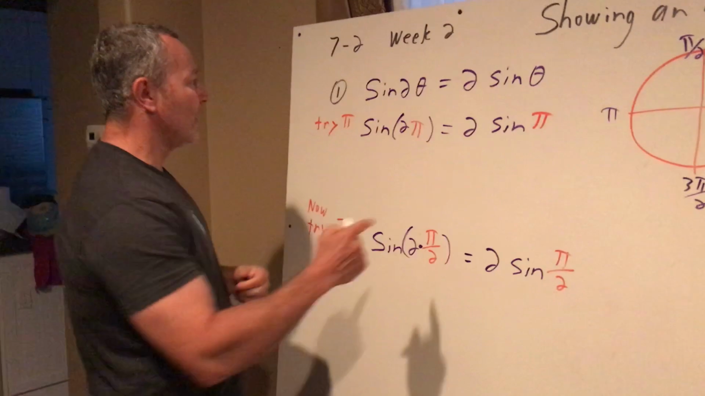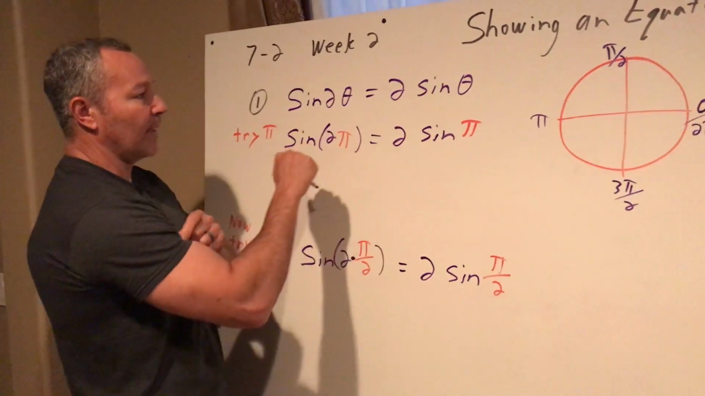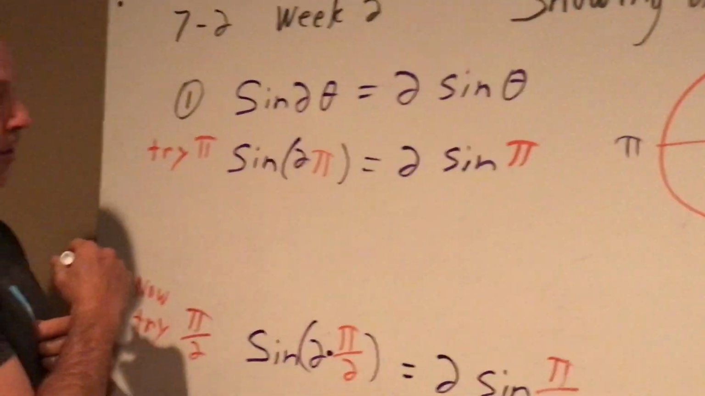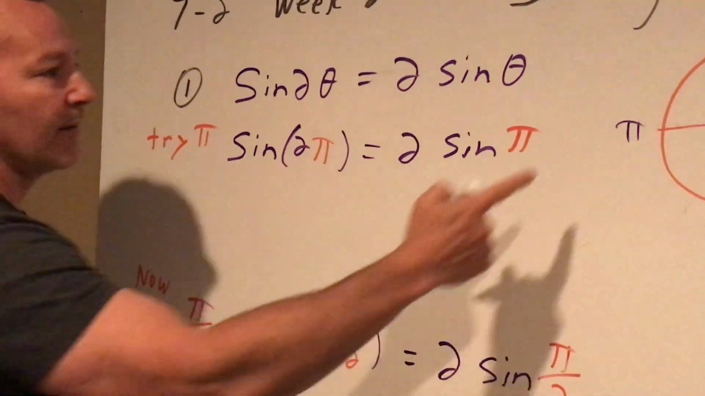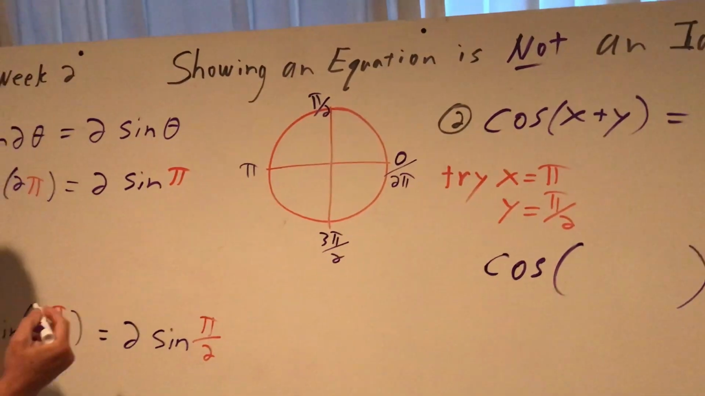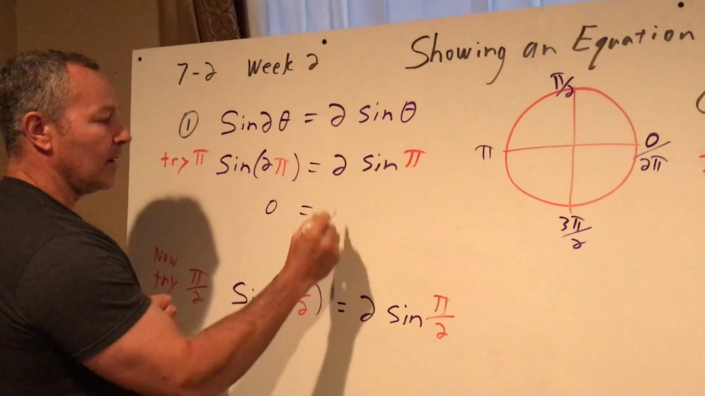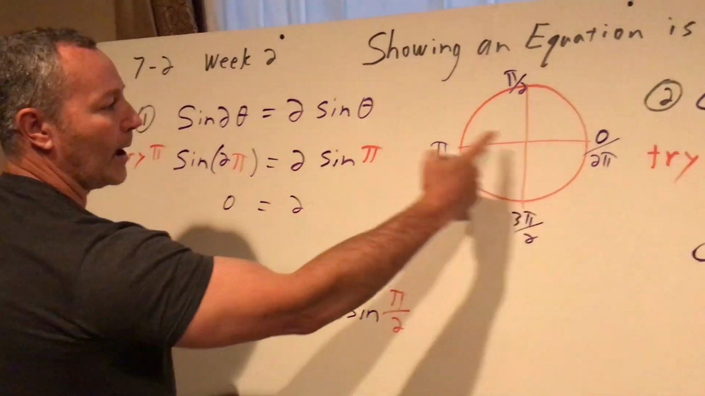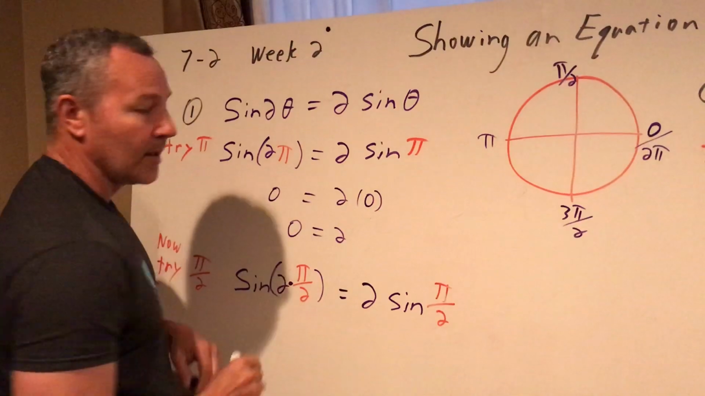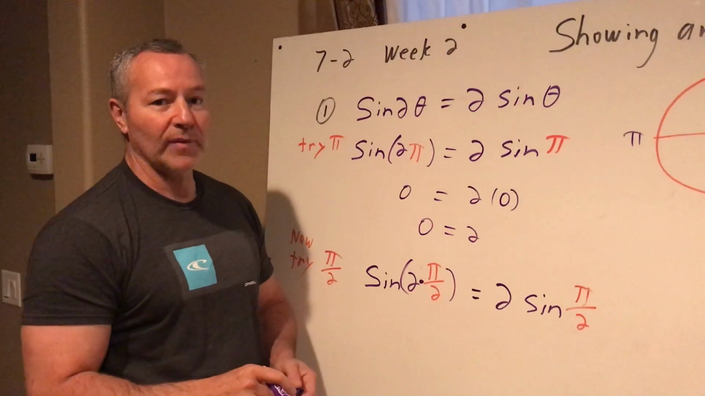So the first one, we have sine of 2 theta equals 2 sine of theta. I'm just going to pick an angle and plug it in and see if it works. I'm going to pick pi for my angle. Okay, 2 pi, that's going to be right here. And if you remember that sine is the y coordinate, how high it is, so that's going to be 0 right here. And that would equal 2 times sine of pi. Well, sine of pi would be 0 as well. So this would be 0 equals 0. So that did work. I didn't prove that it's not an identity.